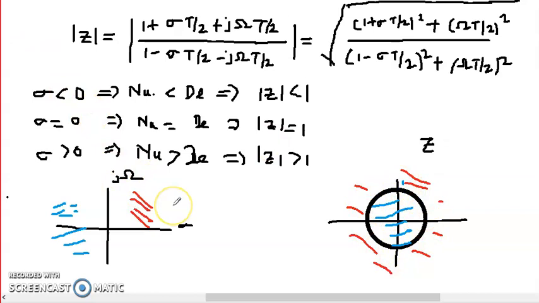So what does it mean? It means that it is a stable transformation where the left half of the s plane transforms to the inside of the unit circle, the imaginary axis transforms to the circumference of the unit circle, and the right half of the s plane transforms to the outside of the unit circle. So it means that whenever H(s) is stable, it will lead to H(z) being stable, because a stable H(z) means its poles are inside the unit circle.